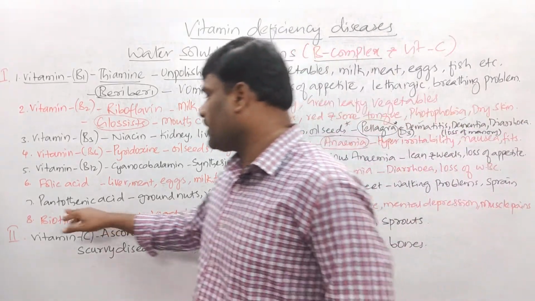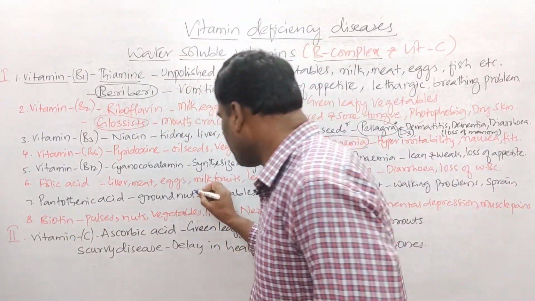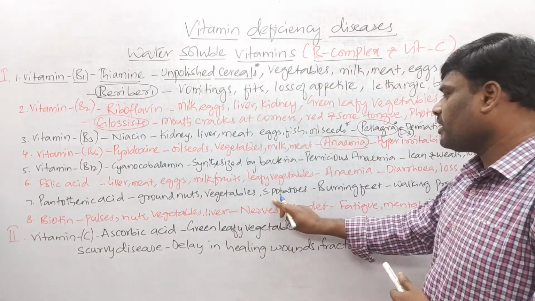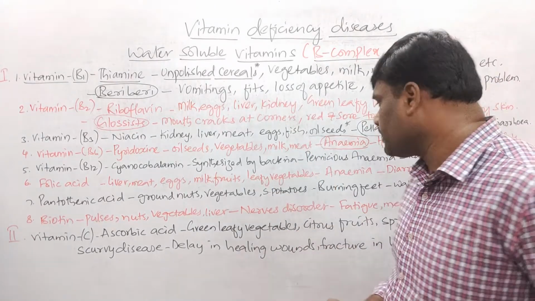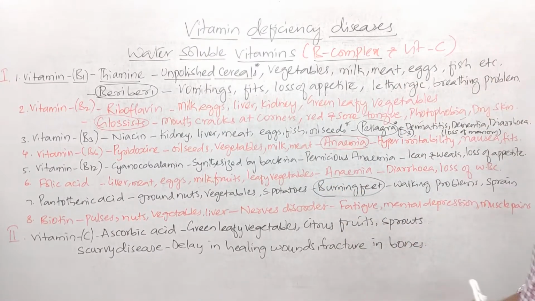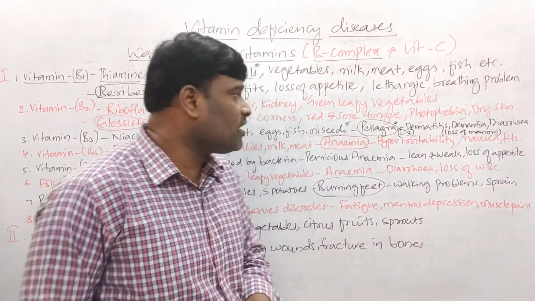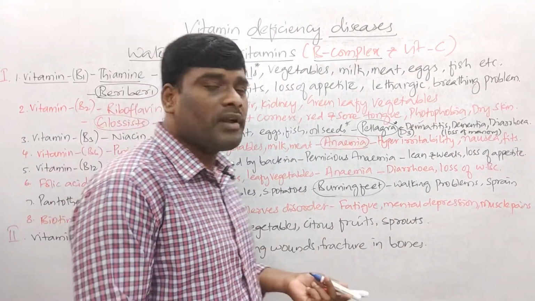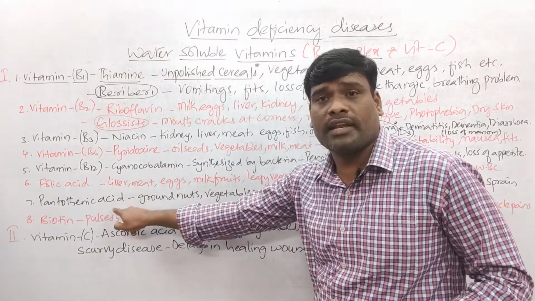Next, we come to another vitamin, that is pantothenic acid. This pantothenic acid is very rich in groundnuts and vegetables, especially sweet potatoes. A person who is deficient in pantothenic acid will suffer from burning feet, children. If a person is suffering from burning feet, certainly that person will be unable to walk properly. So walking problems and sprain can also be seen because of the deficiency of pantothenic acid.